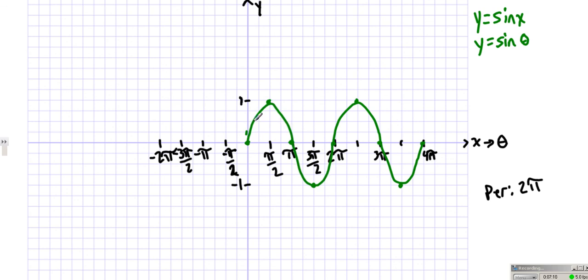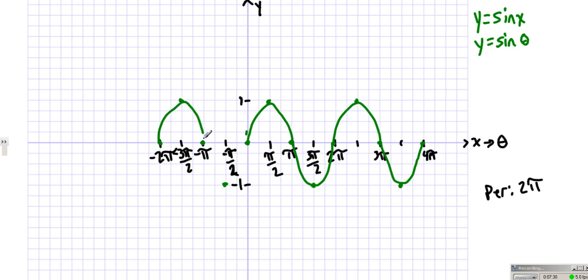Okay, but let's go ahead and graph it. So negative pi over 2, if you go in the clockwise direction on your unit circle, that's going to give you a sine or a y value at that point of negative 1. Negative pi is going to be 0, negative 3 pi over 2 is positive 1, and negative 2 pi back to 0. All right, so you can kind of see the pattern.